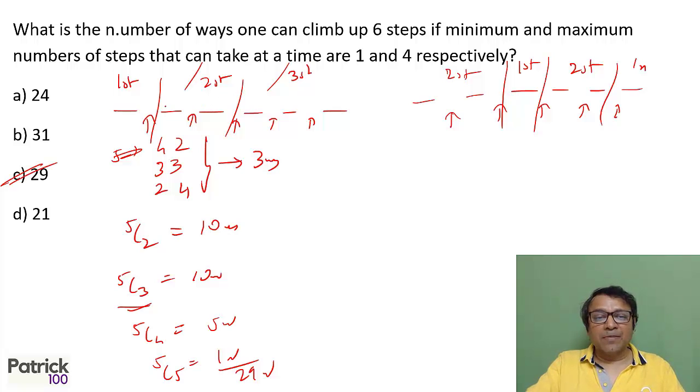So technically, first I break it up into two parts, two steps, right? So how many ways? Three ways, either 4-2, 3-3 or 2-4. Next, three parts, 5C2, 5C3 and so on. So you'll get total of 29 ways.